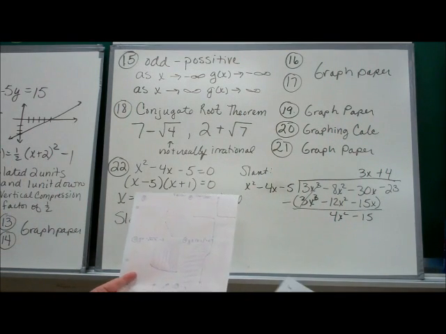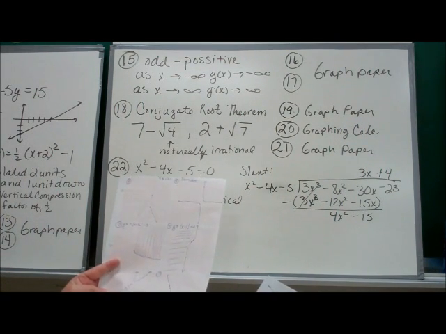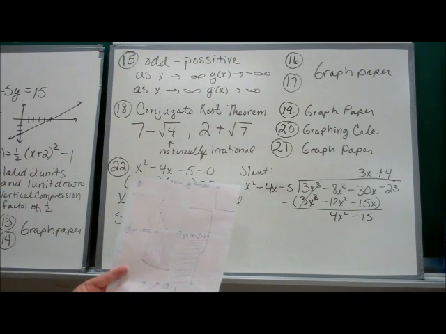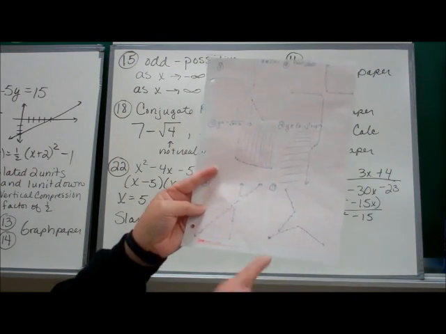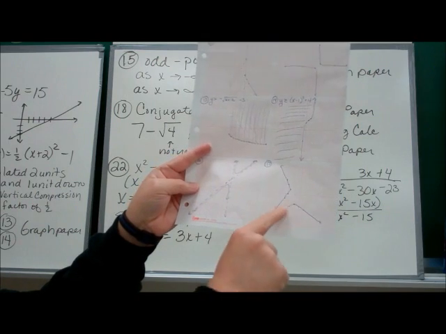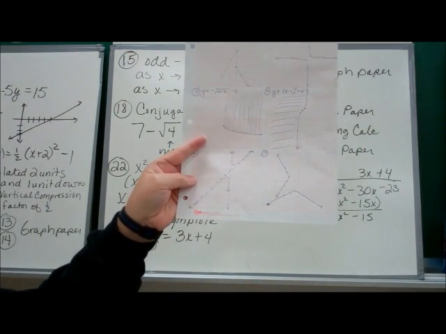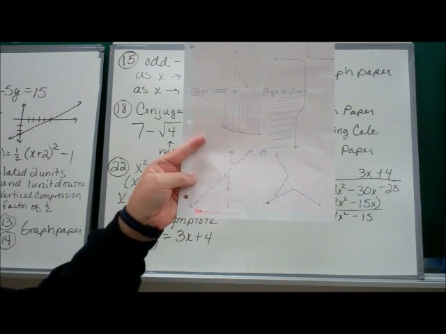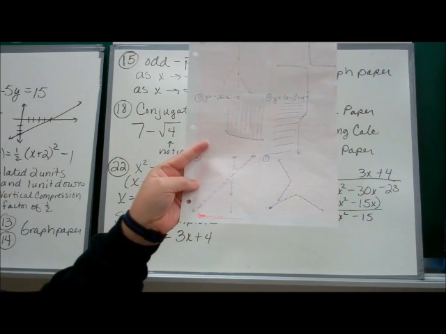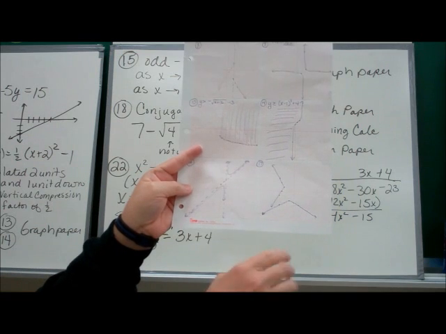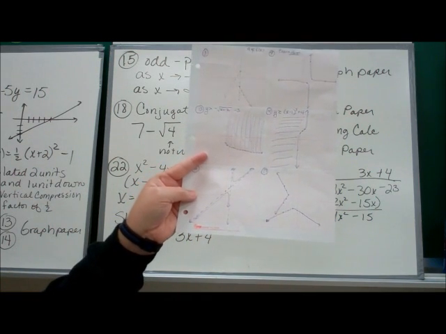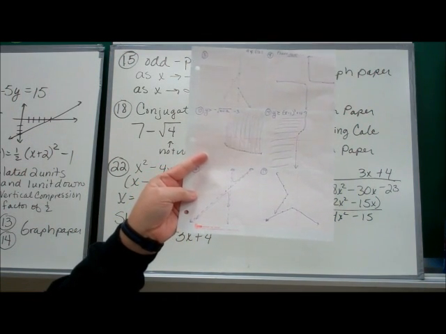17, graph the function and its inverse. Okay, it's an absolute value function. There's the original function, and here is the inverse. Okay, again, you don't have to actually find the inverse to graph it. All you have to do is pick these points and then switch x and y. That's all you have to do when you're graphing the inverse.